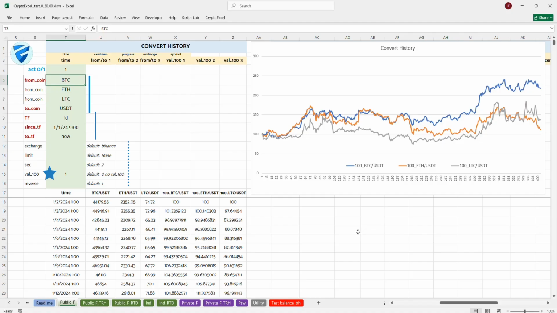As you'll see, Bitcoin USD and Ethereum USDT were highly correlated for part of the period, moving almost in sync. But later, Bitcoin pulled ahead and outperformed Ethereum. After 2 years, Bitcoin had more than doubled its value, while Ethereum remained mostly flat. And that's the power of the conversion history function, turning raw market data into clear insights you can actually use.